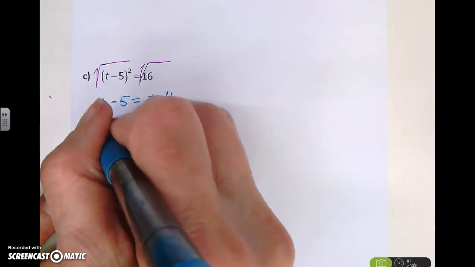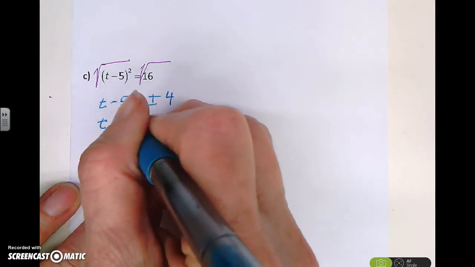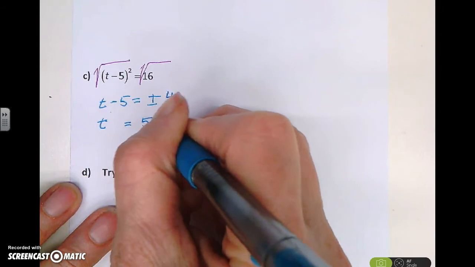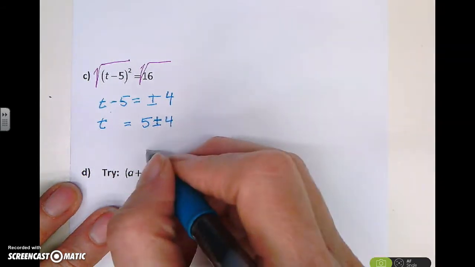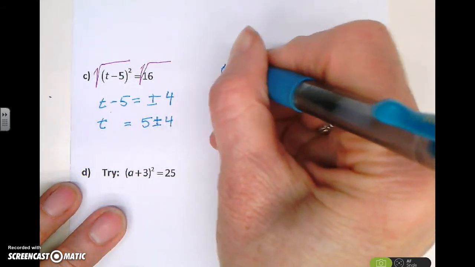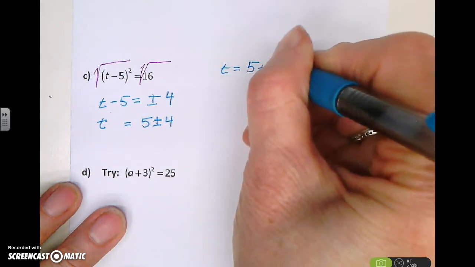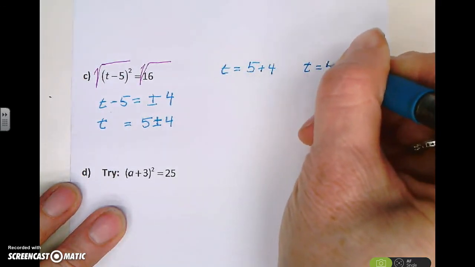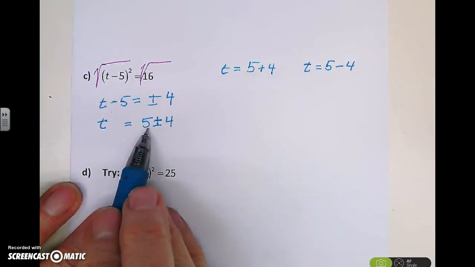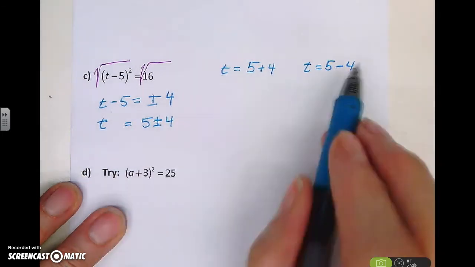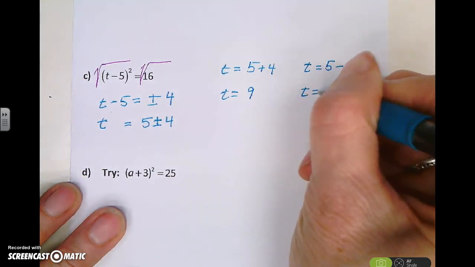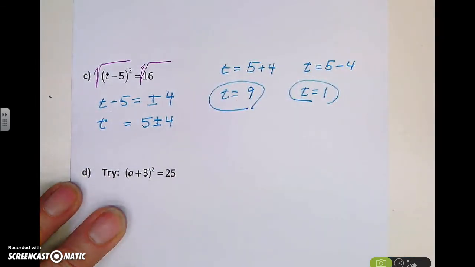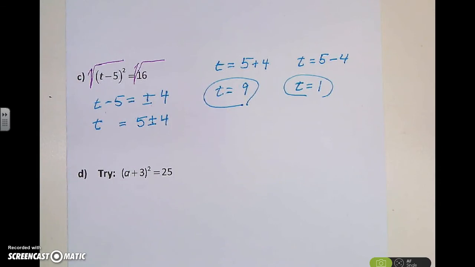So now I need to solve it. I'm going to add 5 to both sides. So t is going to be equal to 5 plus or minus 4. Now this answer is not finished yet. I need to go one more step. And so I'm actually going to have that t is equal to 5 plus 4, or t is also equal to 5 minus 4. So use the plus for the first one and the minus for the second one. So I see that t is equal to 9 and t is equal to 1. So those are my two solutions. And so now you're ready to try D. And now I'll stop and go to the next video.